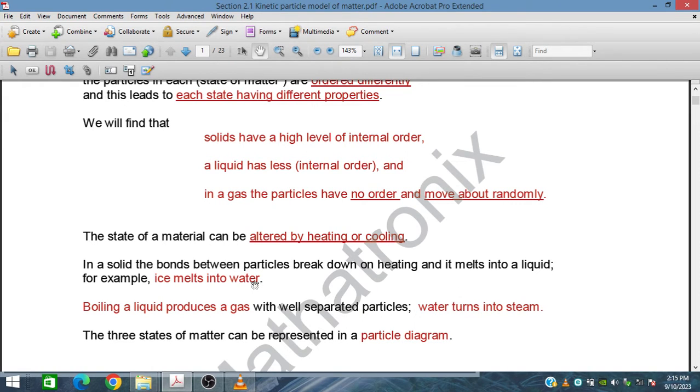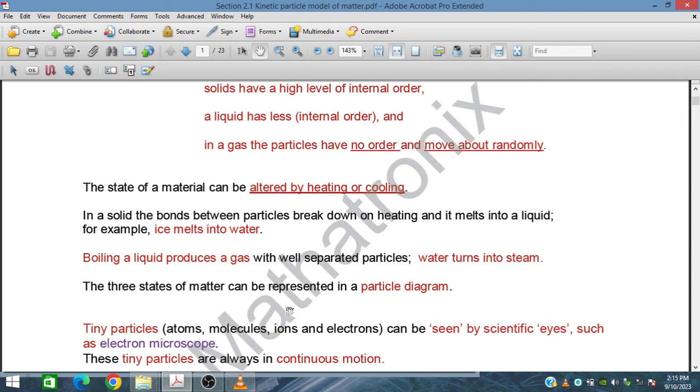Boiling a liquid produces a gas. On boiling, a liquid transforms into a vapour or a gas with well-separated particles. Water turns into steam. So the three states of matter can be represented in a particle diagram.